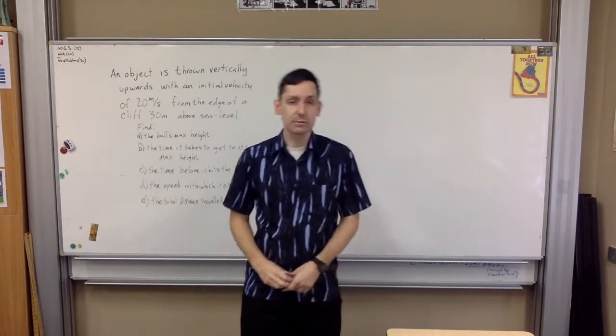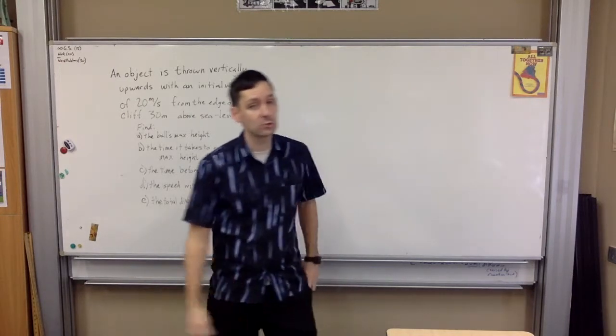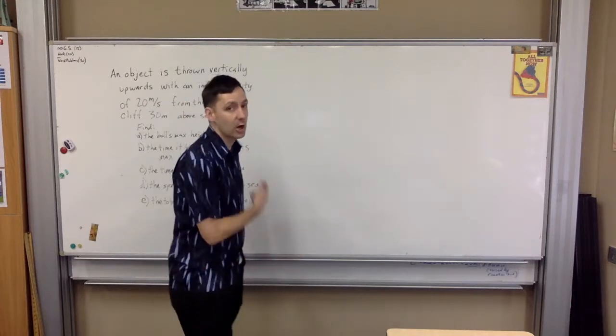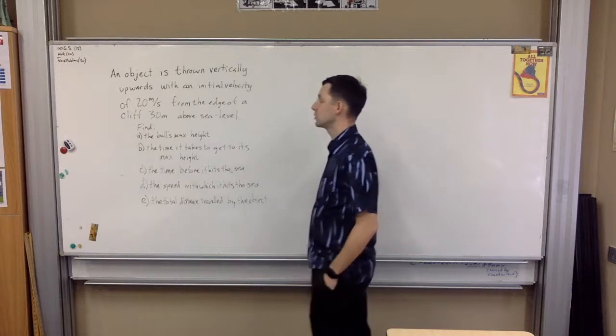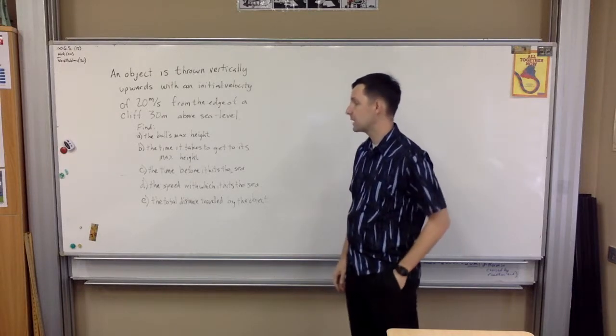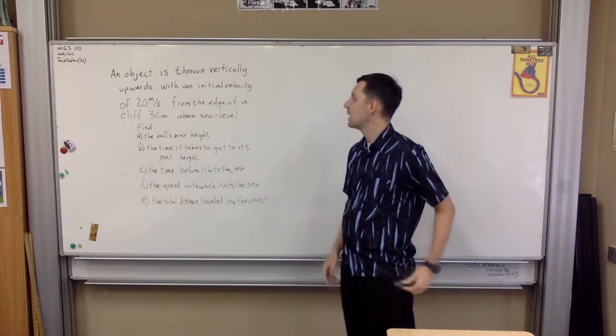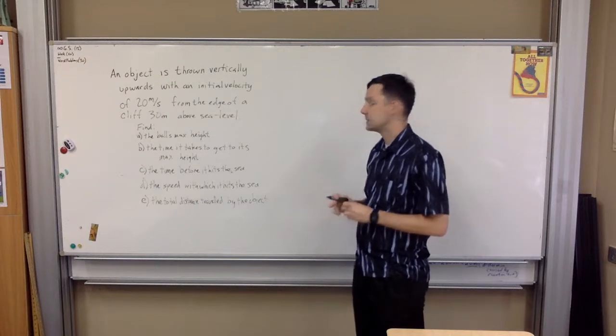Alright? Okay, so with that, let's go ahead and look at the question which we have here, which is that an object is thrown vertically upwards with an initial velocity of 20 meters a second from the edge of a cliff 30 meters above sea level.